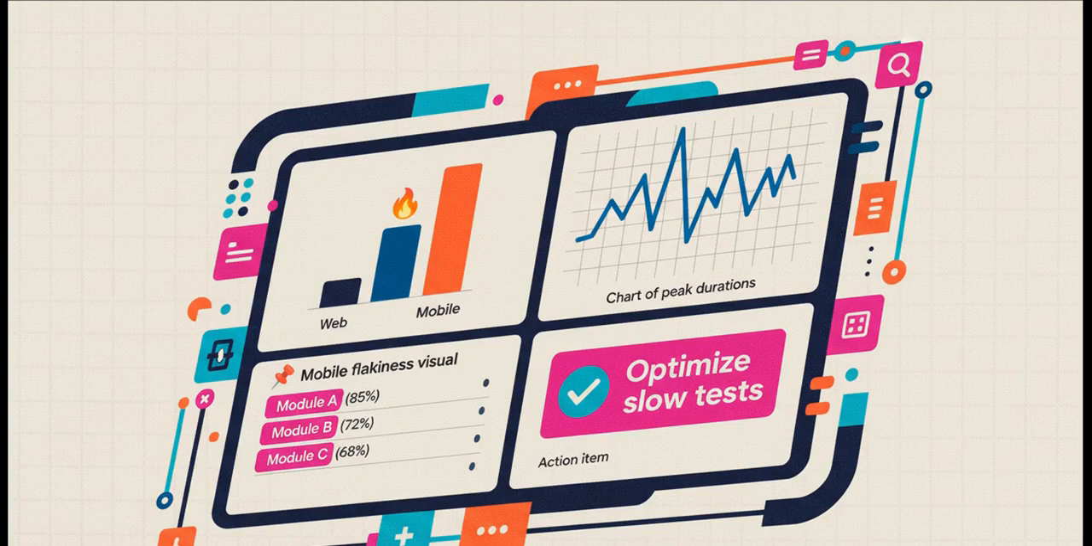Here, we have the AI pull everything together into a single cohesive dashboard. So let's break this down. That mobile flakiness visual immediately draws your eye to the biggest problem. The chart of peak durations helps you spot performance bottlenecks. The list of failing modules tells developers exactly where to focus their debugging time. And crucially, it all culminates in a clear action item: optimize the slow tests. See? It's not just data anymore. It's a direct path to improvement.